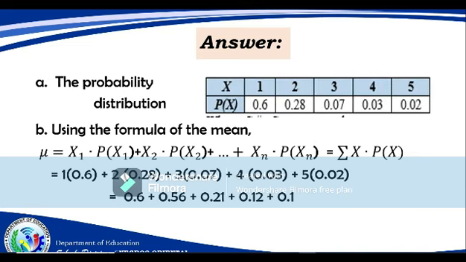Okay. By the way, this is your probability distribution. This is now the table that you come up with. Let's continue. This is the answer for letter A, by the way. Your x is 1 to 5. Then P of x is 0.6, 0.28, 0.07, 0.03, 0.02. And then this is our mean, and this is now the total. This is our mean, our expected value, which is 1.59.